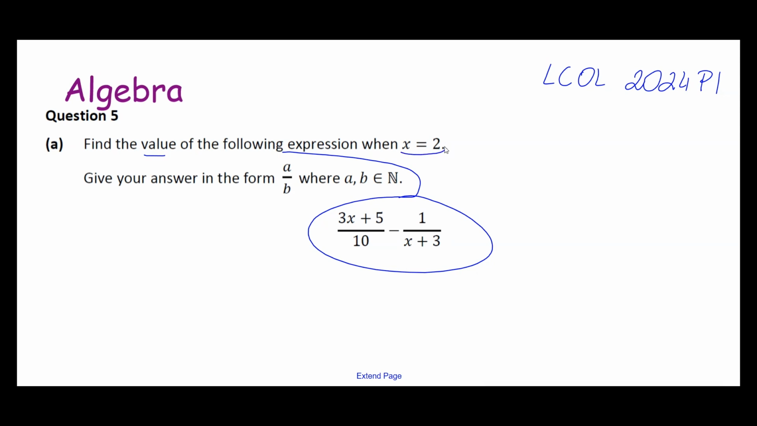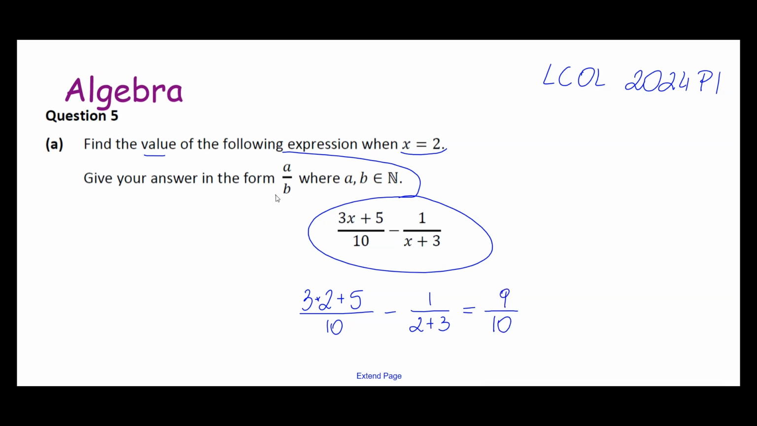Instead of x, we can have 2. So that's what we do. 3 instead of x, we are saying multiply by 2 plus 5 and then 10 at the bottom minus, and again fraction line, 1 on the top, and instead of x, again 2 plus 3. What do I do with it? I put it in my calculator, I press equal, and I write down the answer. And the answer is 9/10.